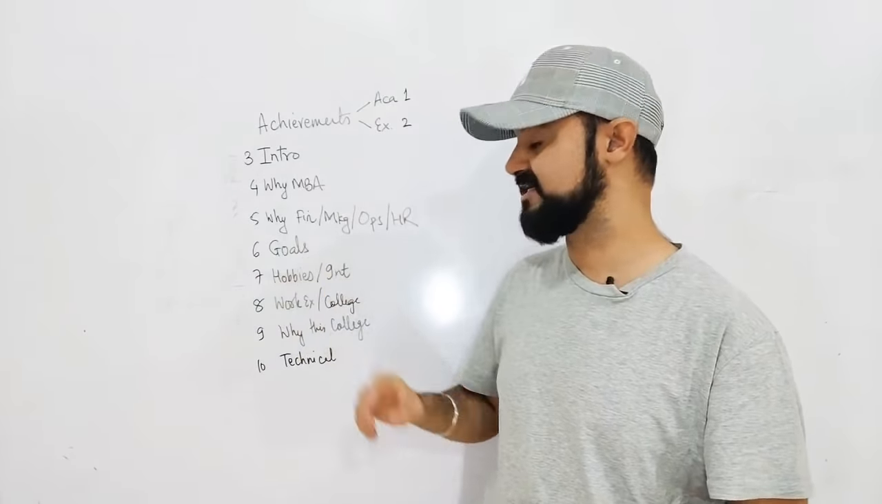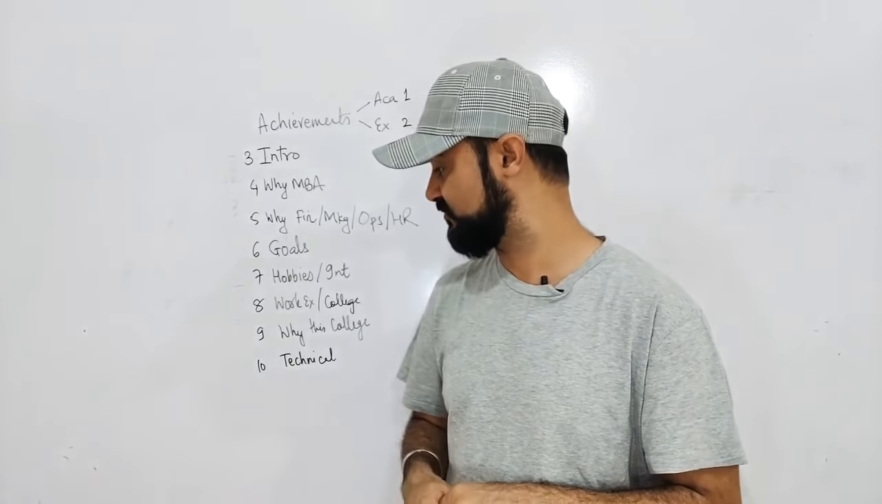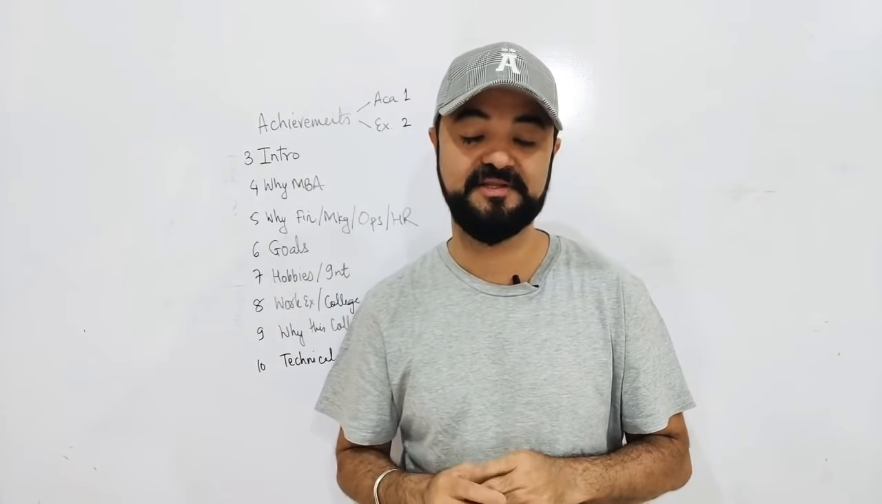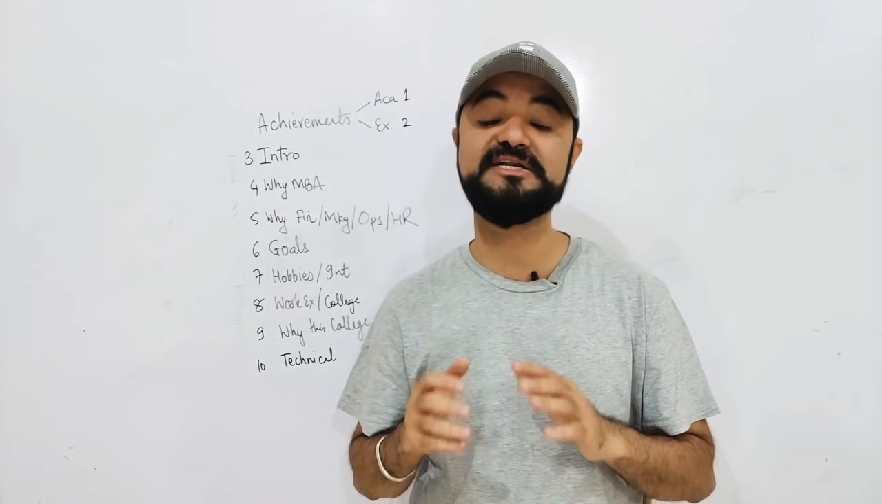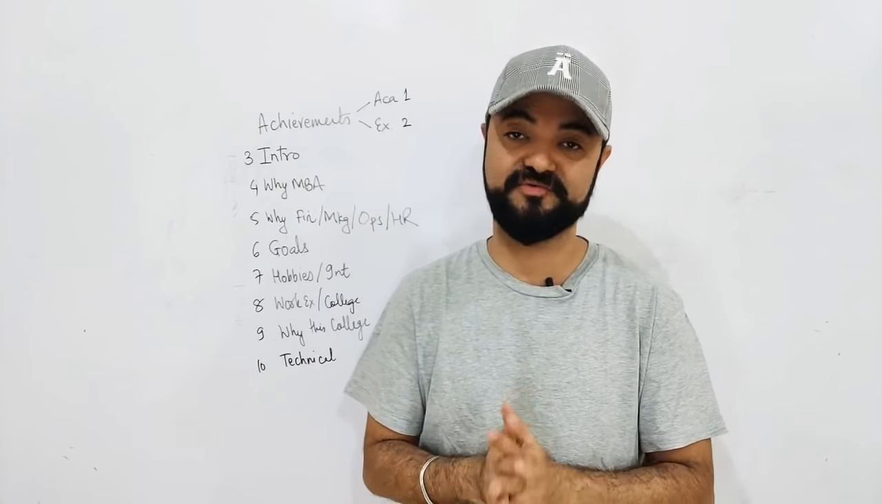Number 6 is goals in life, short-term goals, mid-term goals, long-term goals. Number 7 is hobbies and interest. Now most students don't even know the difference between hobbies and interest. So how will they solve it?